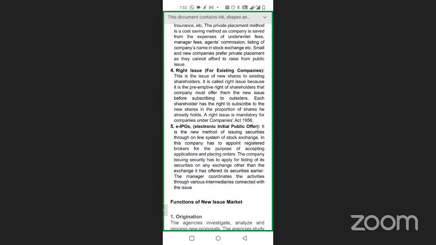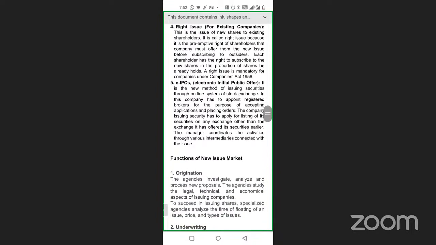You please buy my product. The last floating method came along with the EIPOs, electronic initial public offering. It is the new method of issuing of securities through the online system of the stock exchange in broker for the purpose of accepting applications and placing orders.